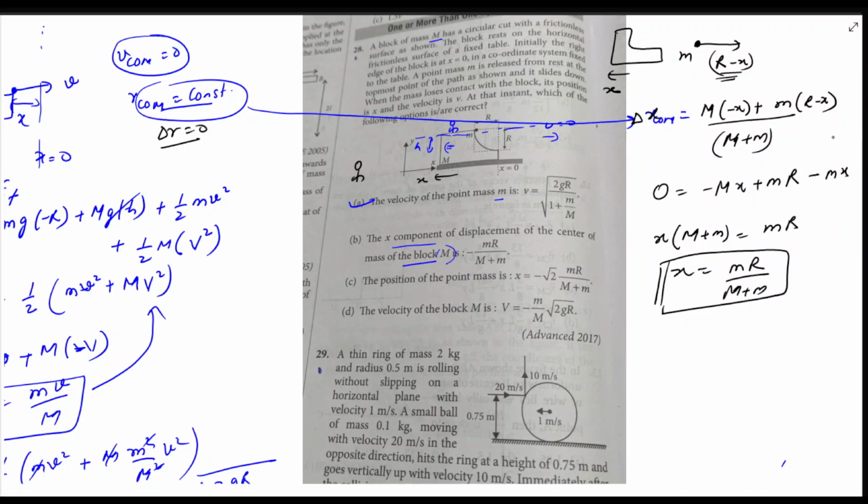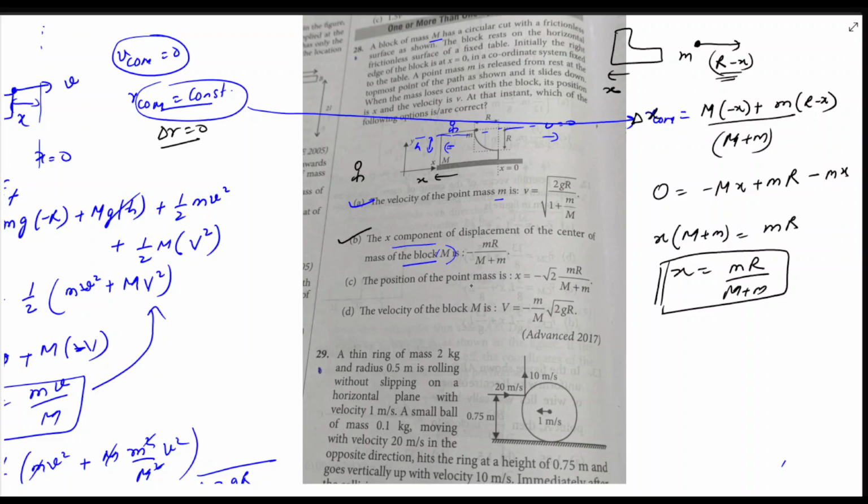So I will use the data. Vertically there is no motion, only in the horizontal. So that is why I have written here delta x of center of mass. So B option is correct, right? So x is in backward direction, that is why it is negative.